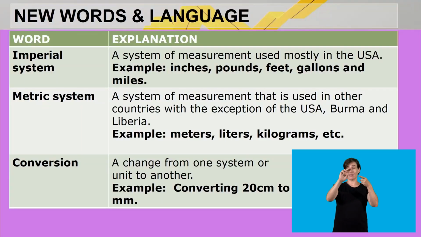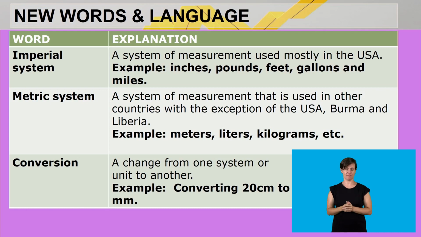Let's look at the new words and language that we will encounter within this lesson. The first one, imperial system, a system of measurement used mostly in the USA. Examples are inches, pounds, feet, gallons, and miles. The metric system, a system of measurement that is used in other countries with the exception of the USA, Burma, and Liberia. Examples in the metric system: meters, liters, and kilograms.